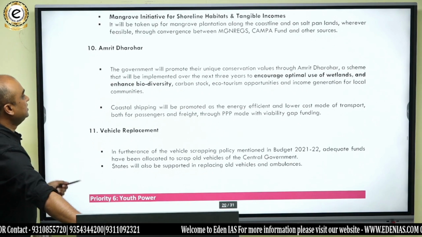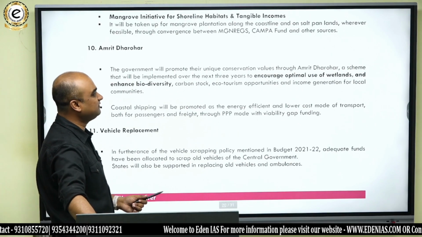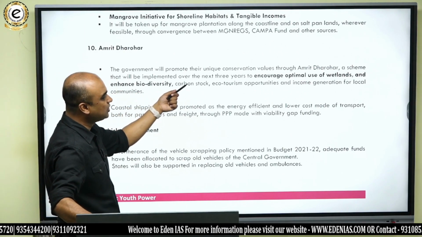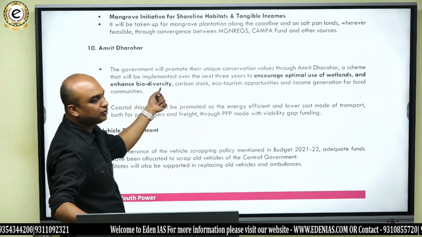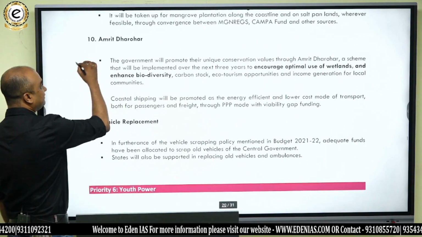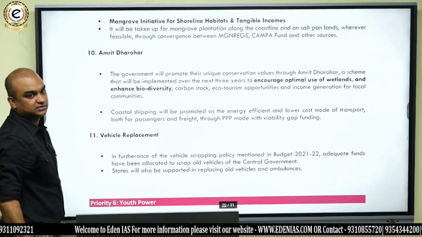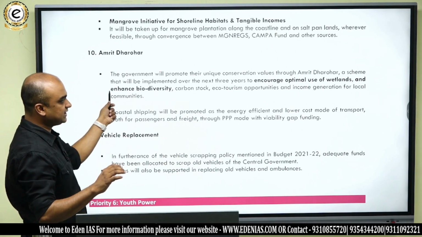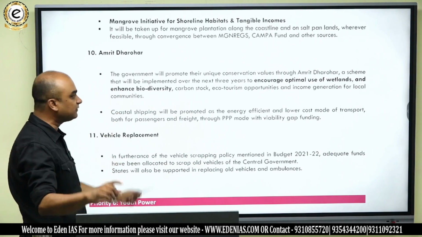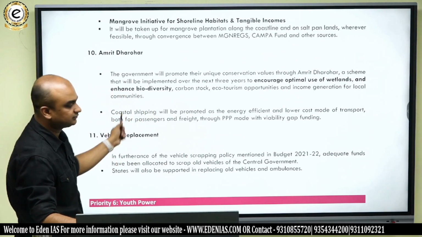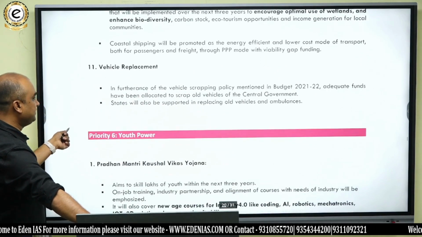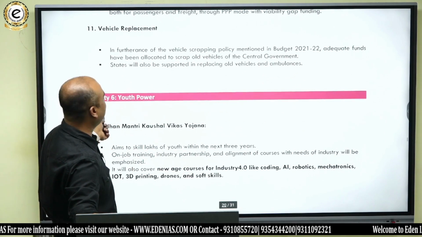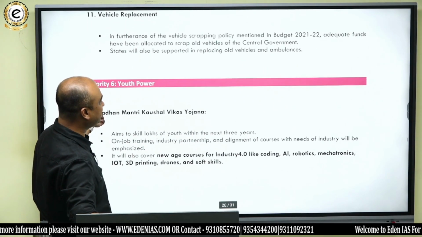अमृत धरोहर, the government will promote their unique conservation values through Amrit Dharohar, a scheme that will be implemented over the next 3 years to encourage optimal use of wetlands and enhance biodiversity. Very, very, very important, Amrit Dharohar, because it is something which is proposed for the first time. ठीक है, तो बहुत चांस है कि इससे आ जाए, और मिष्टी से भी याद रखना, मिष्टी मैंग्रोव, अमृत धरोहर फॉर वेटलैंड्स. Vehicle replacement: in furtherance of vehicle scrapping policy mentioned in budget 2021-22, adequate funds have been allocated to scrap old vehicles of central government.